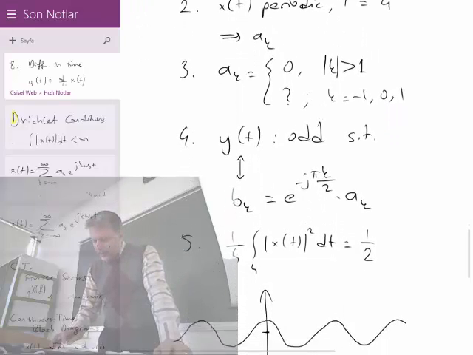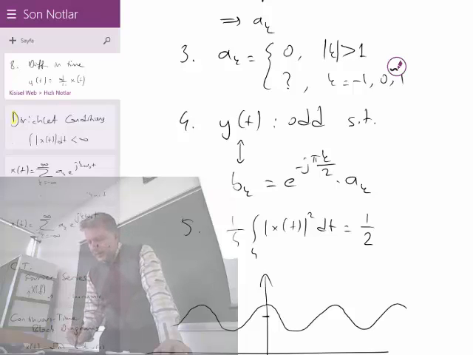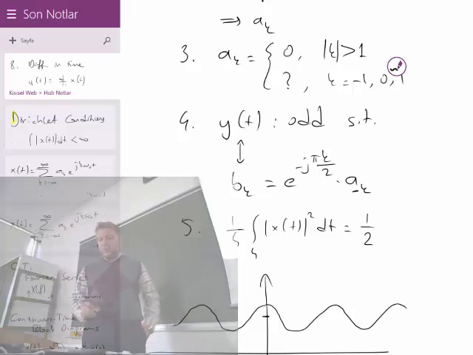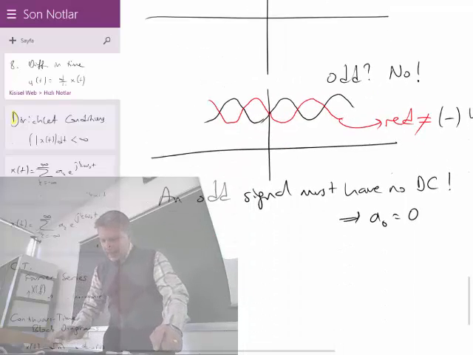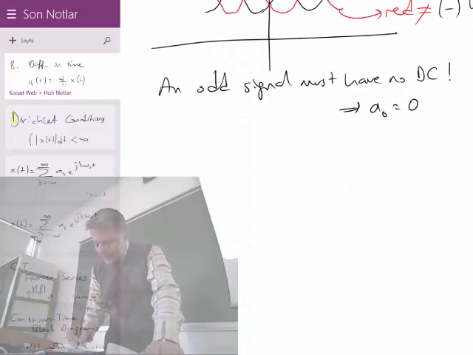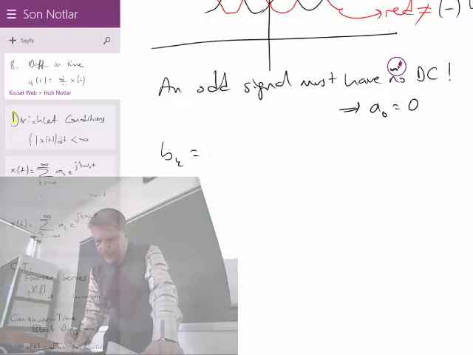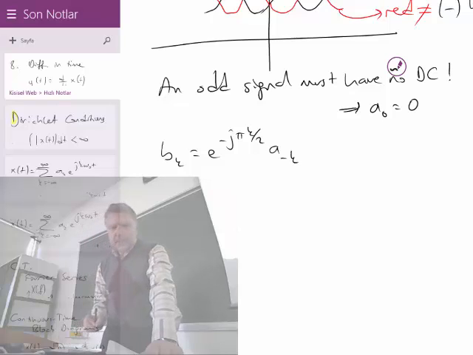Excuse me, in the question I have miswritten something. This bk is not only a shift, as I said before, but there is also something else. There's a minus k. So bk is equal to e to the minus jk over 2 times a minus k. And that a minus k means the mirror, the flipped around version of x, and then shift. What does this whole thing correspond to? Let me write it again here, because I'm running out of space. bk is equal to e to the minus j pi k over 2 a minus k.